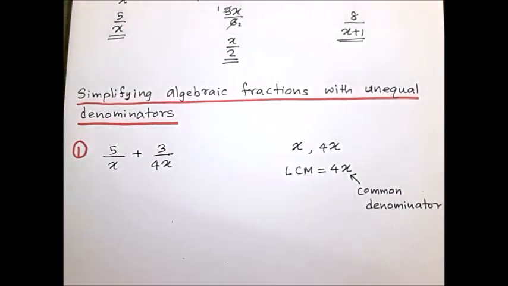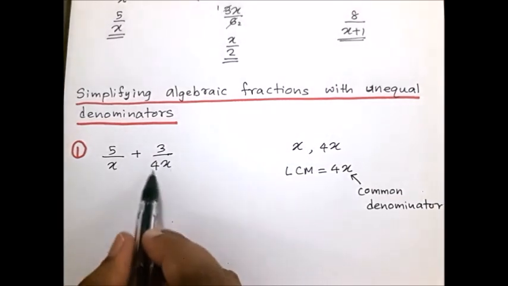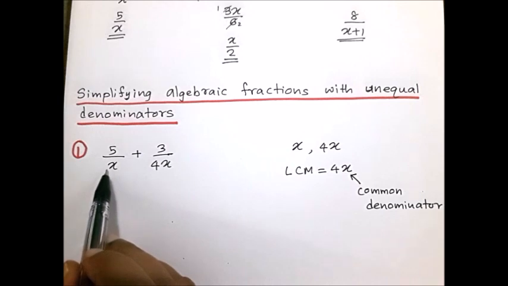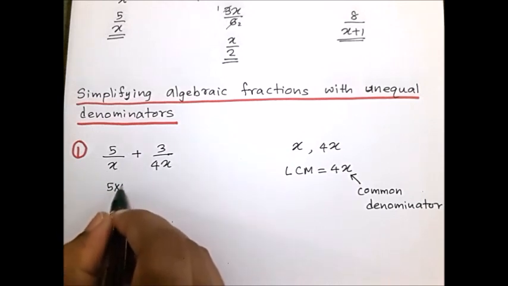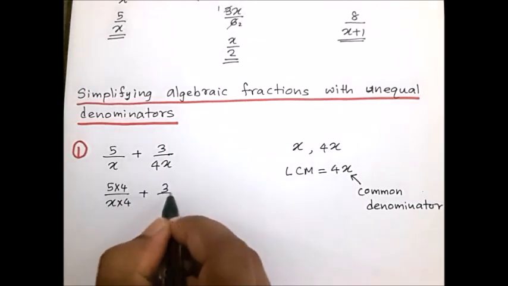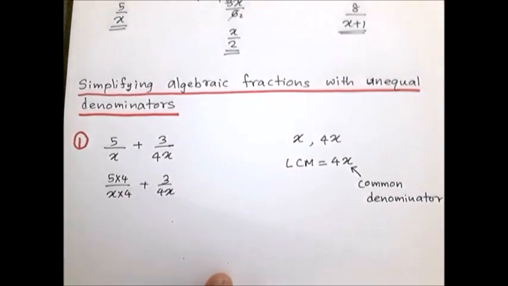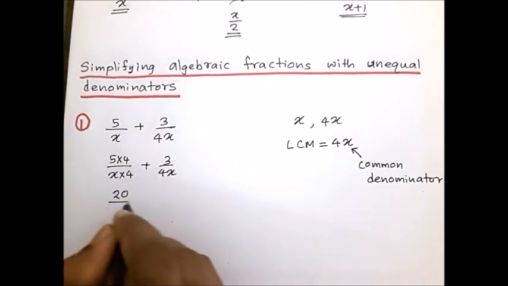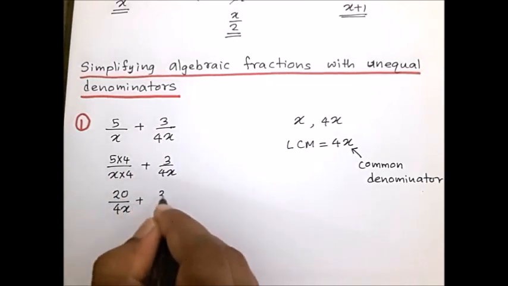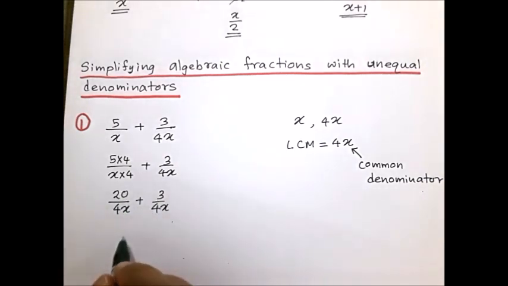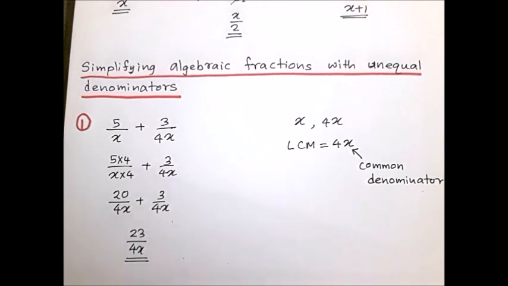In both fractions, the denominator is 4x. So you have to convert this denominator into 4x by multiplying by 4. Multiply both numerator and denominator by 4. Here 4 multiplied by 5 is 20 over 4x, and here 3 over 4x. Now the common denominator is 4x. You can add their numerators. 23 over 4x is the answer for the first example.